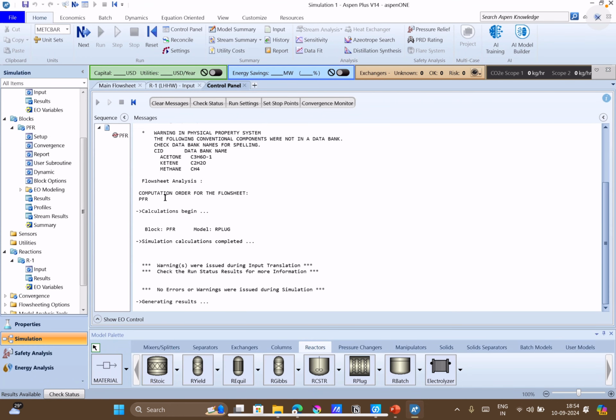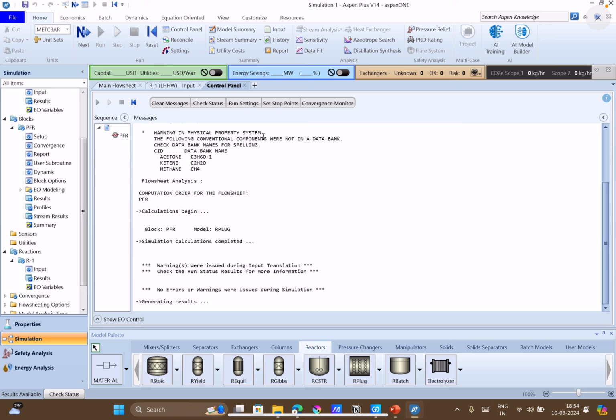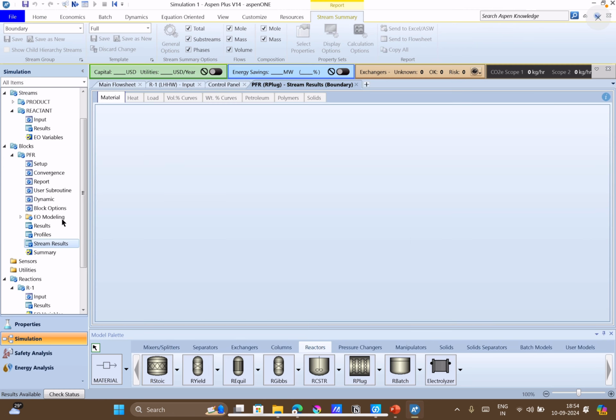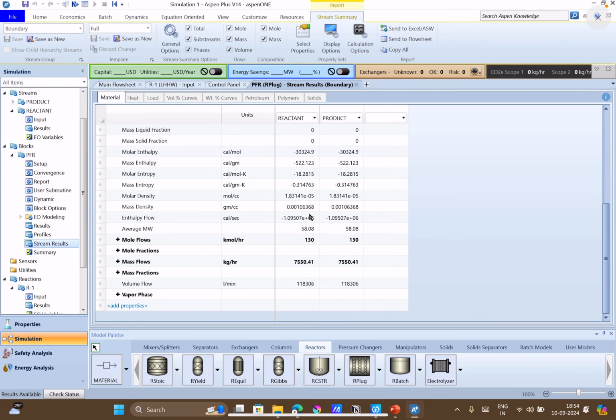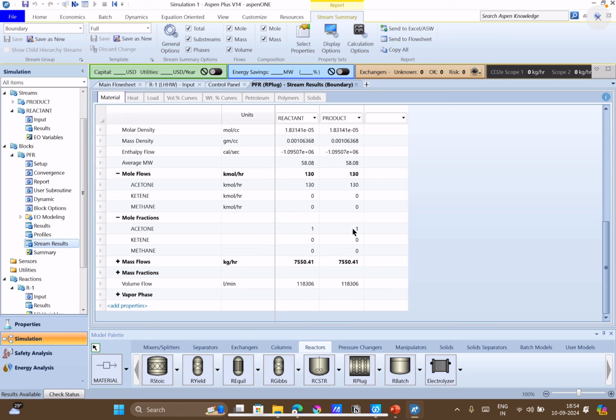So results are available. Computation order of the flow issue. Warnings were issued, no errors. Warning in physical property. This is fine. So the simulation is complete, and we can check the stream result for the PFR stream. Here what we are getting is the mole fraction and mass fraction. Oh, there has been no conversion, we are getting acetone completely. Probably some mistake has happened here. Let me check.